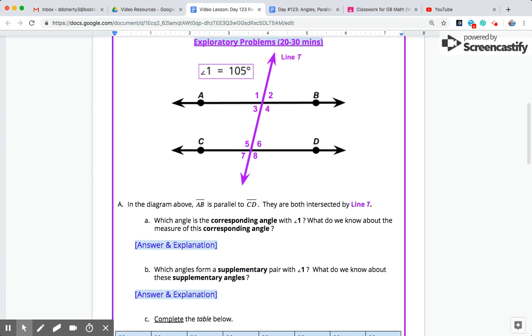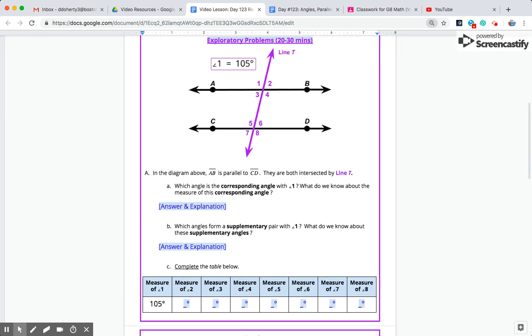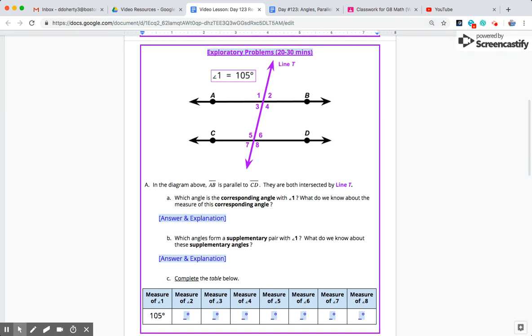For the first exploratory problem today, zoom out a little bit, we were given two parallel lines. We have line AB, line CD, and we're told that those two line segments, AB and CD, were parallel to each other. Then we have line T, this purple colored line here, which is a transversal because it cuts through more than one line. In this case, it intersects both line AB here and then the parallel line CD down here.